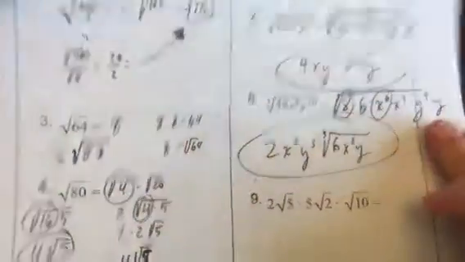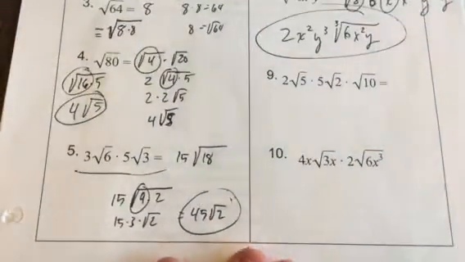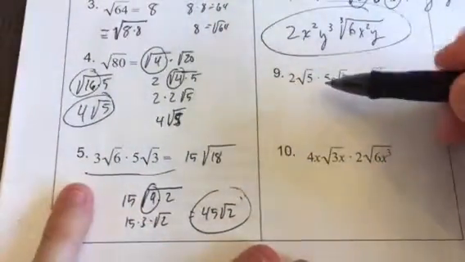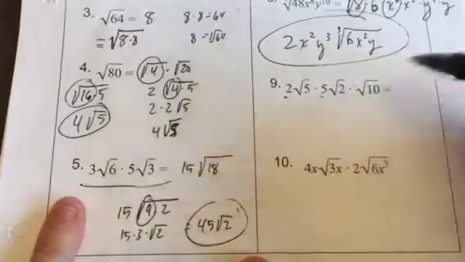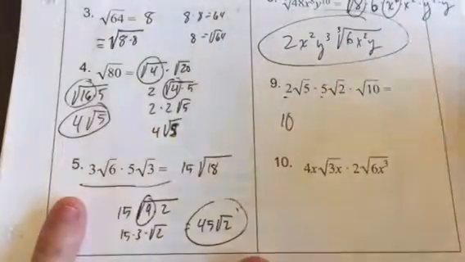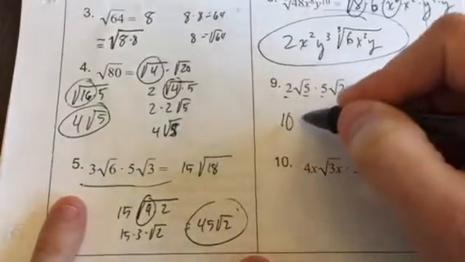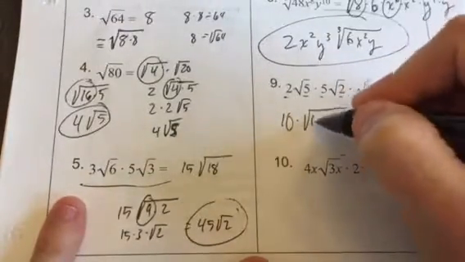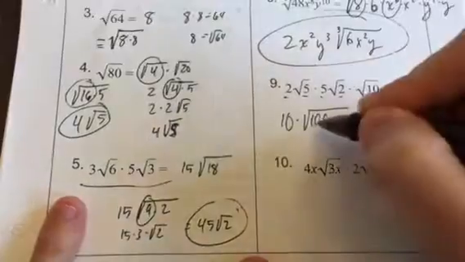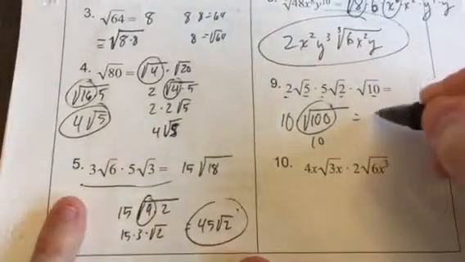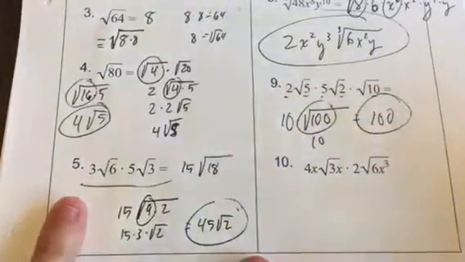All right, another illustration of the property from number 5. 2 and 5 are both outside, so they can multiply. They behave just like coefficients. And then we have a 5, a 2, and a 10. So we're going to have times the square root of, I believe that's going to be 100. That's just a 10, so we have 10 times 10, or 100.